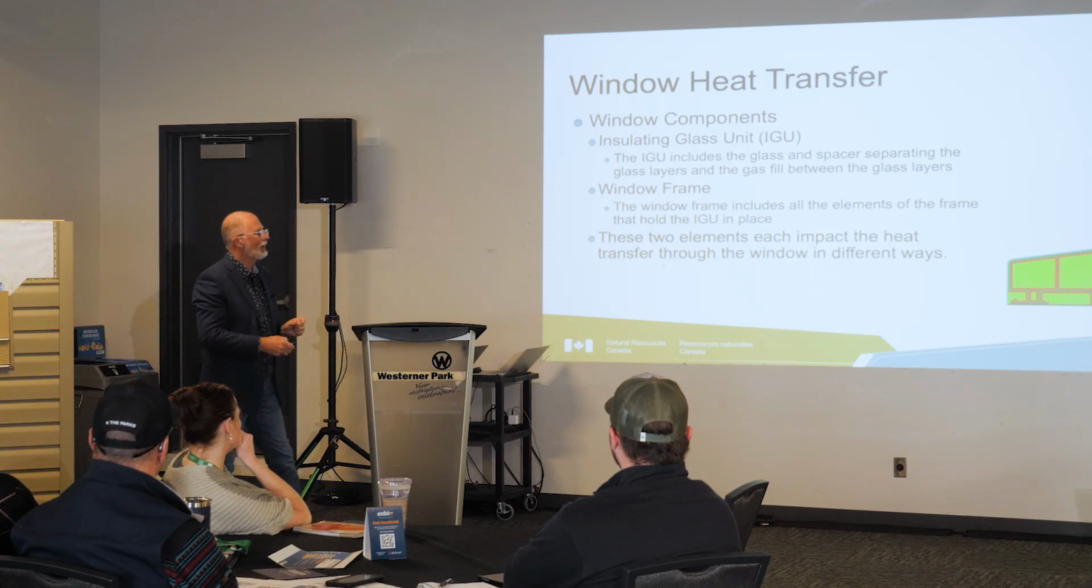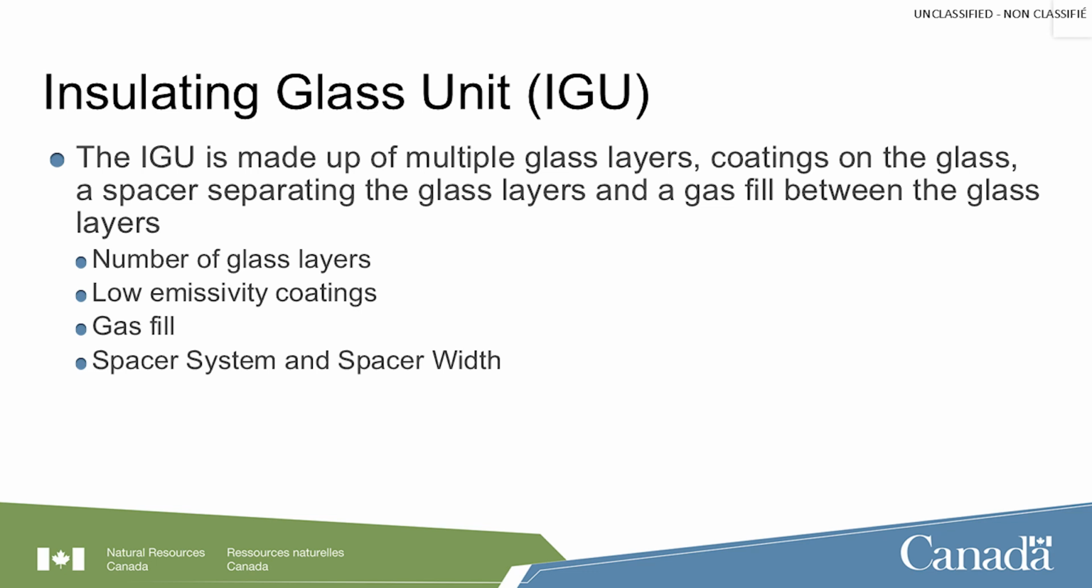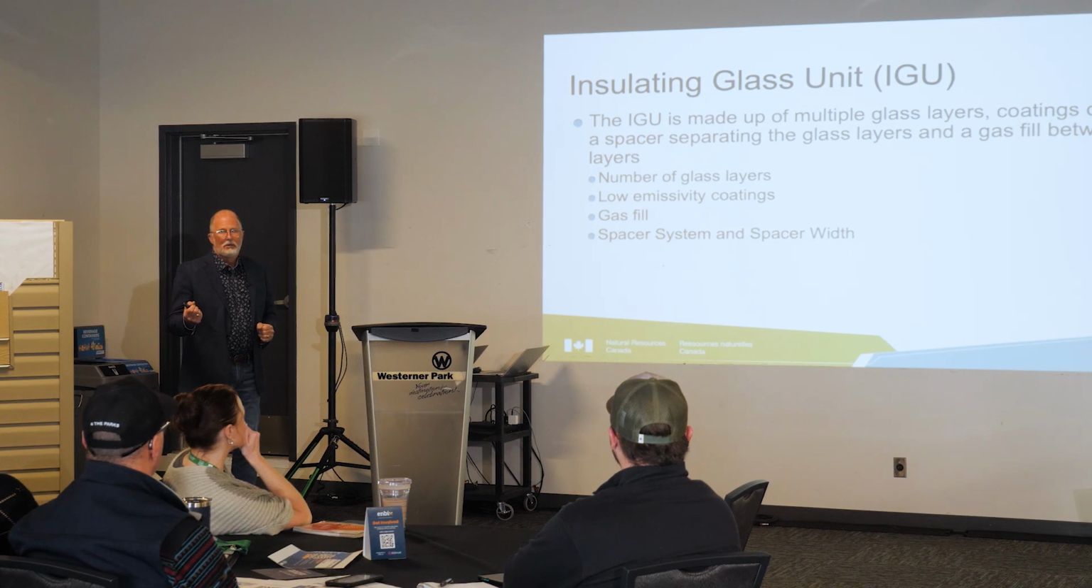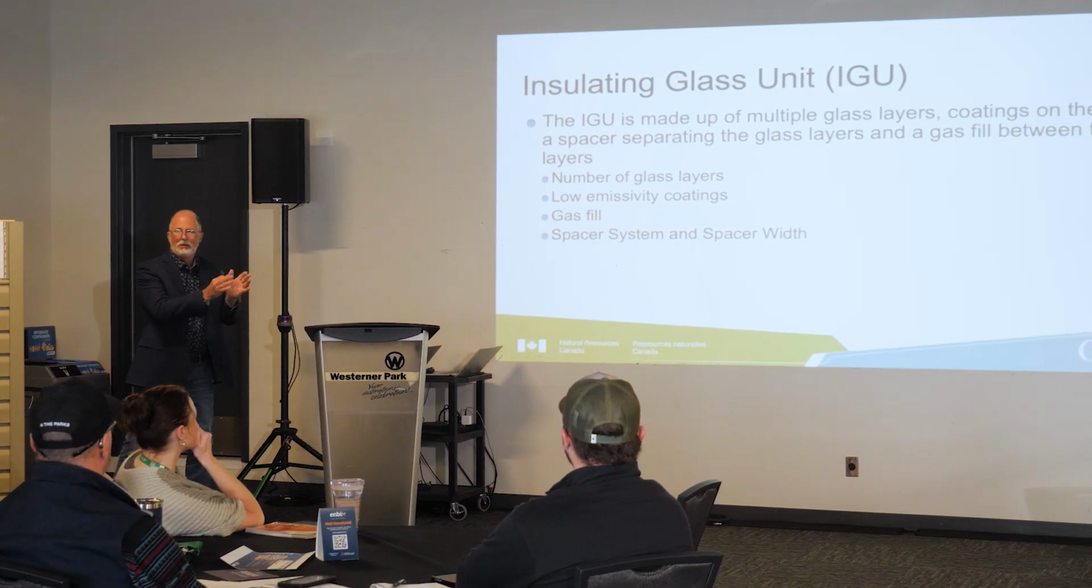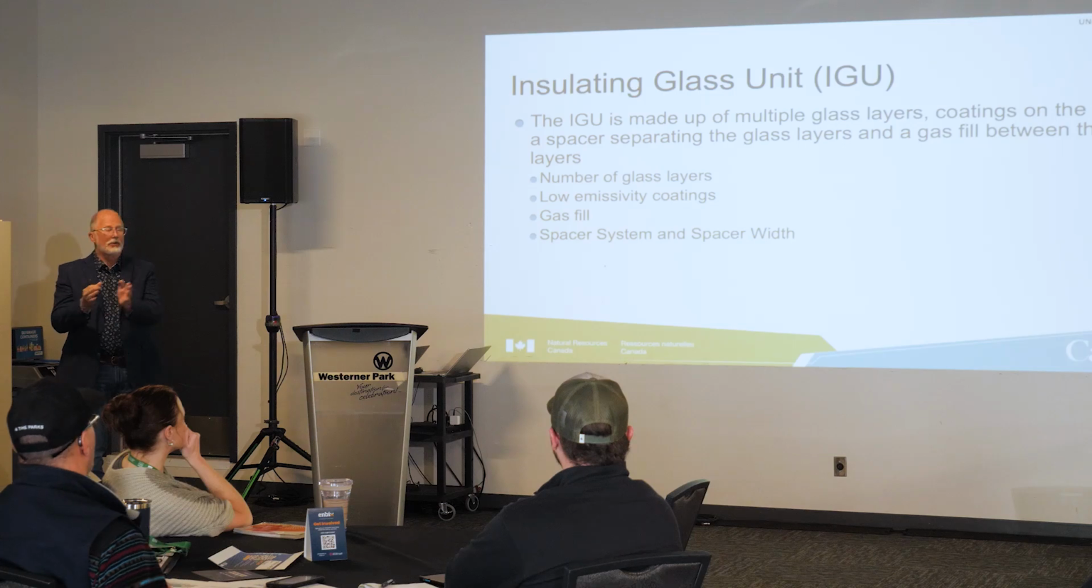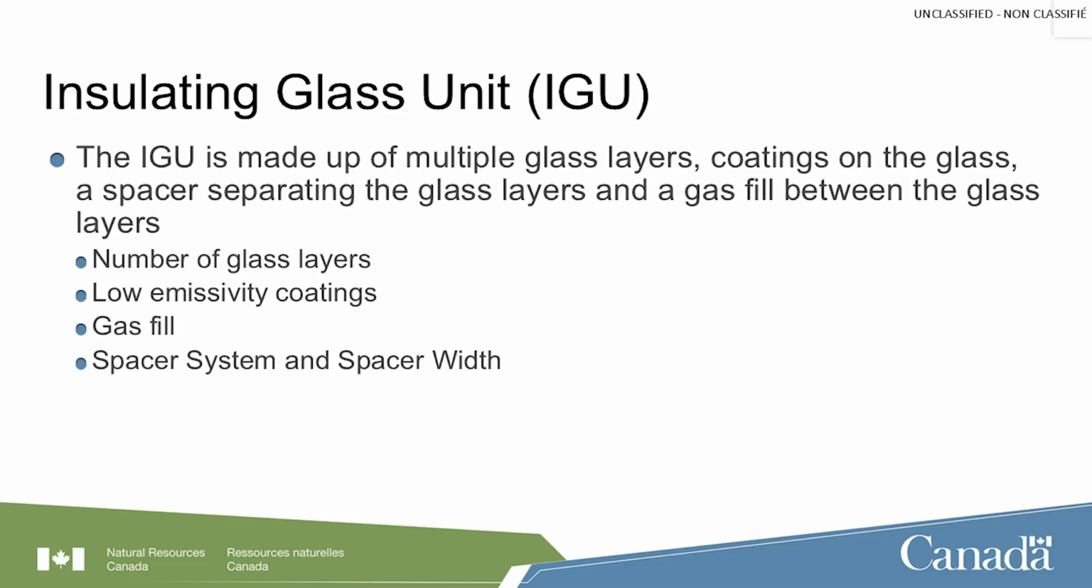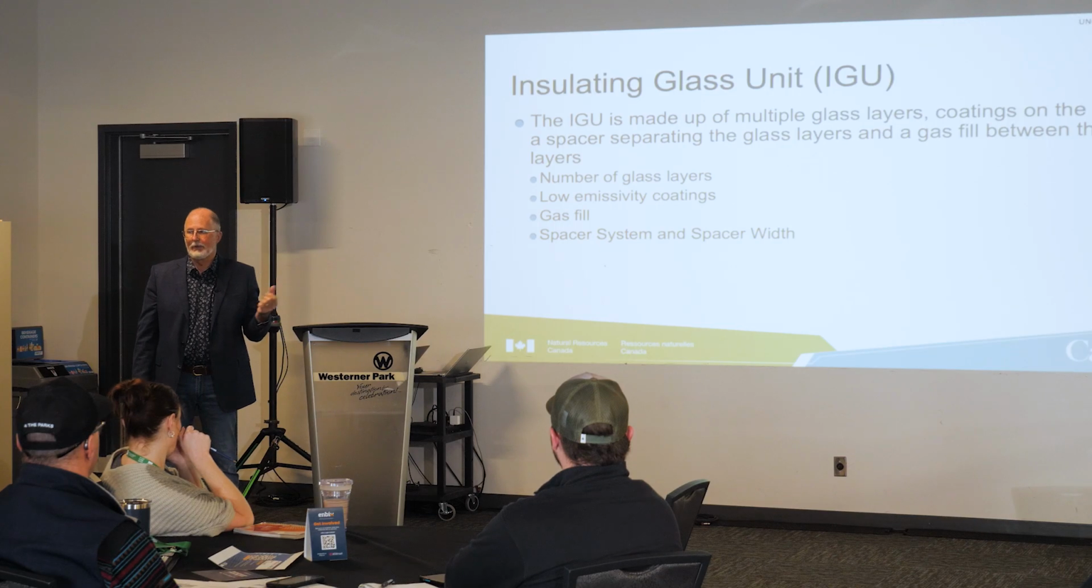So there's different types of frames that we could look at, but some of the things that we need to consider first is the IGU, or the insulated glass unit. So we have the glass unit and we have the frame. The glass unit is affected by a number of layers of glass. So we know that a triple glazed window is going to perform better than a double. It's going to be much more comfortable than a double.